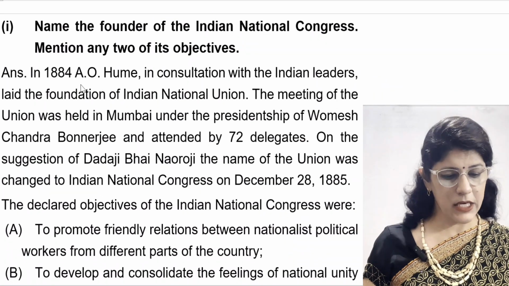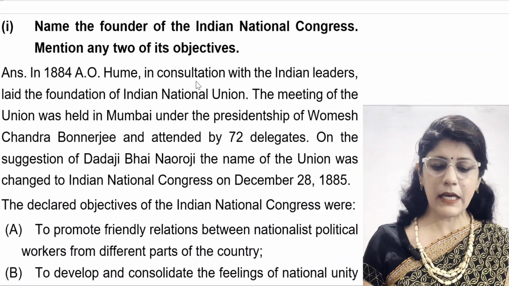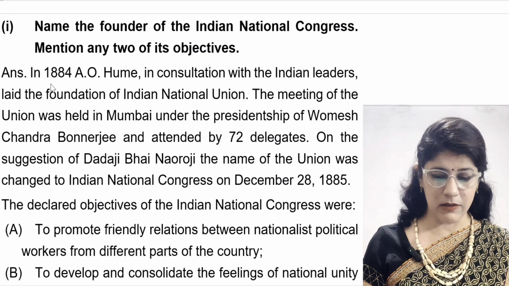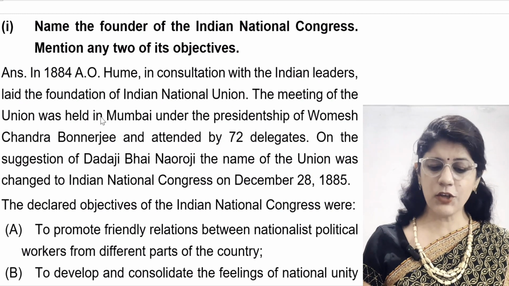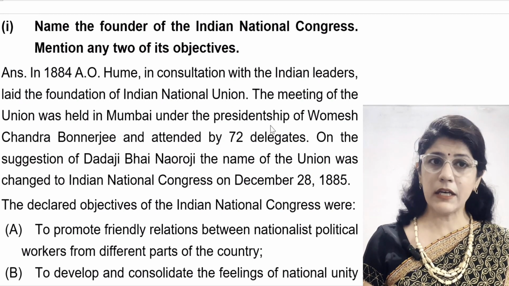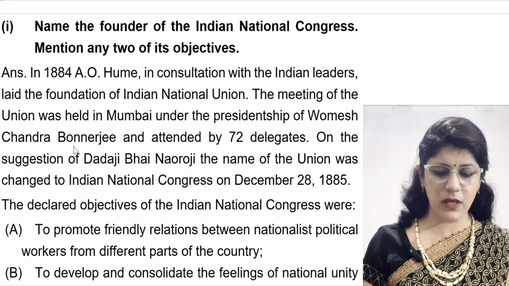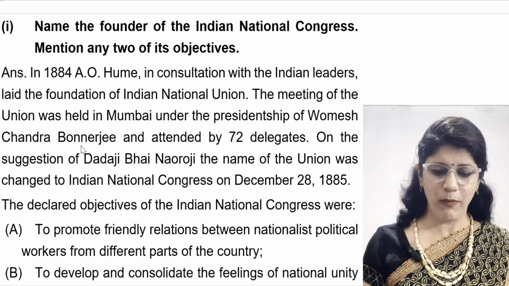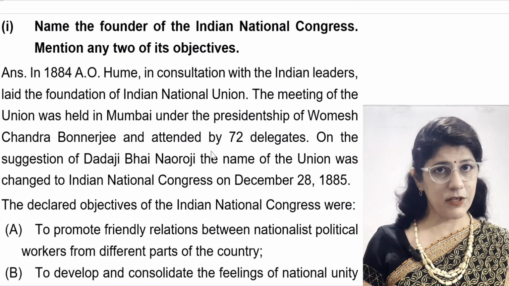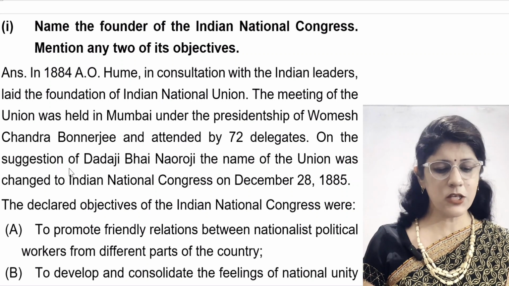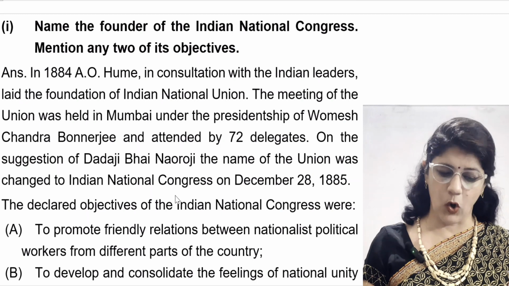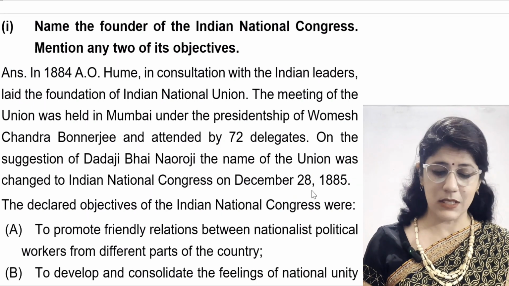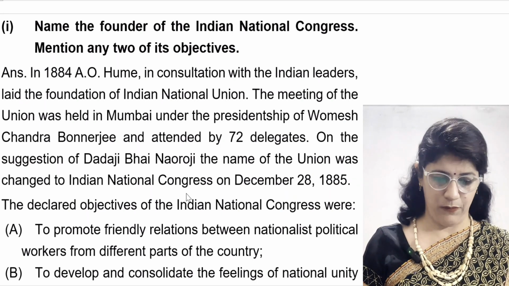So in 1884, A.O. Hume, in consultation with the Indian leaders, laid the foundation of Indian National Union. The meeting of the Union was held in Mumbai under the presidentship of W.C. Banerjee or Umesh Chandra Banerjee and attended by 72 delegates. On the suggestion of Dadabhai Naoroji, the name of the union was changed to Indian National Congress on December 28, 1885.